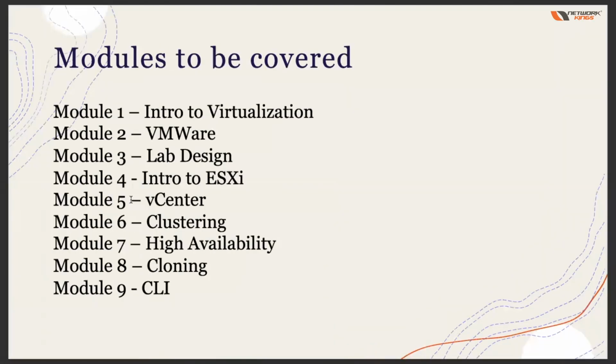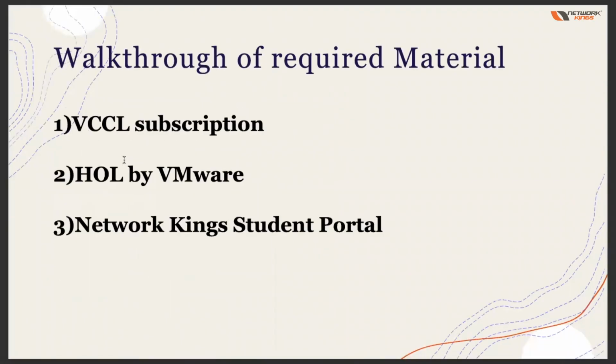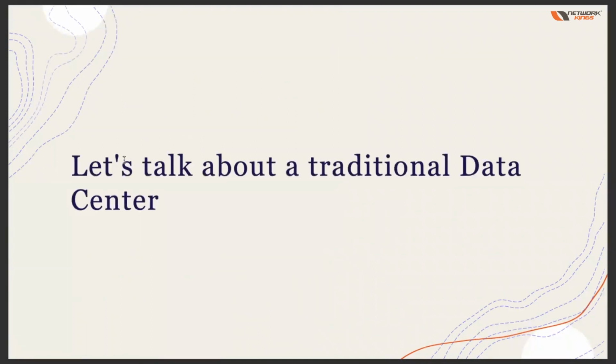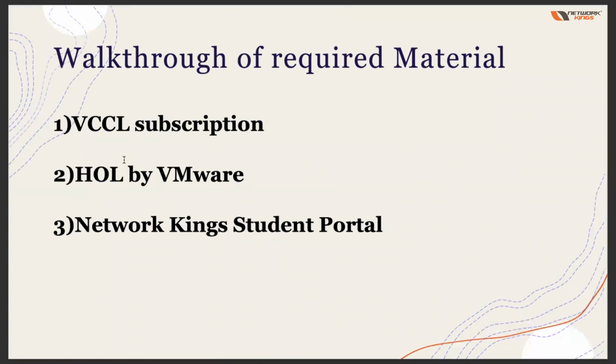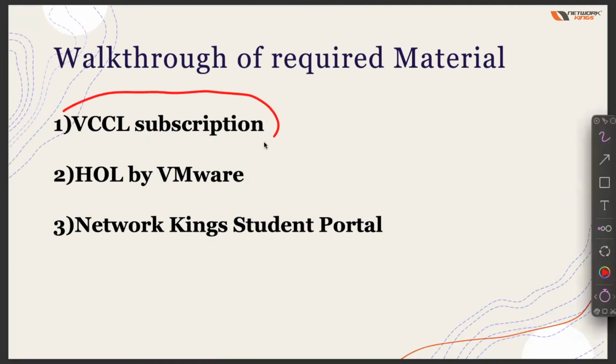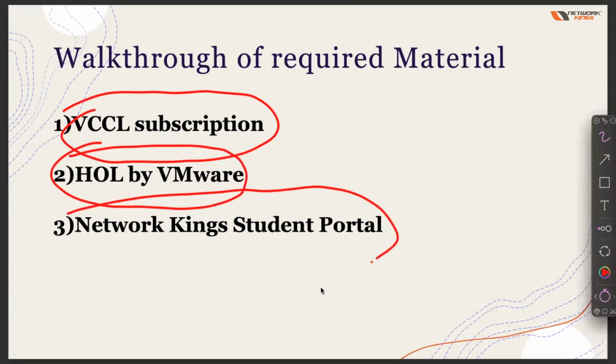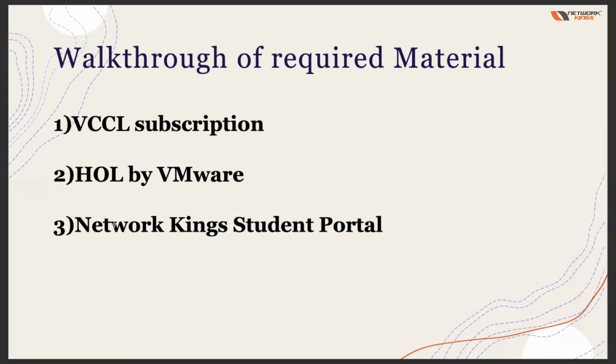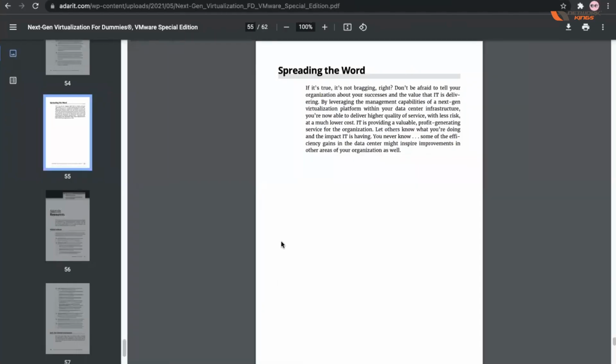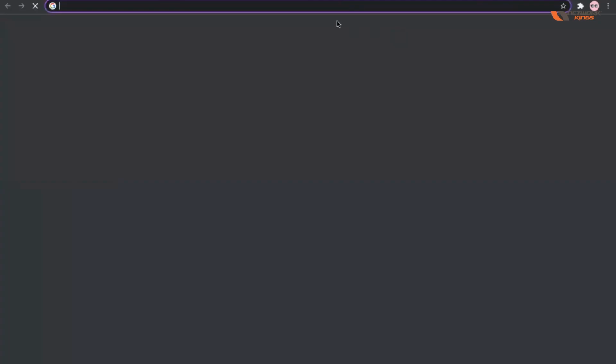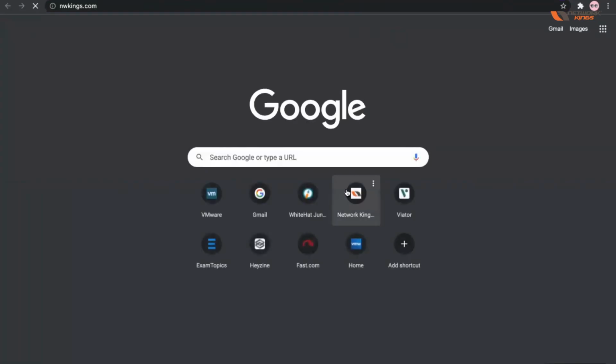So this is what we are going to cover. Now, we would actually start with data centers. We would actually start with other stuff as well, but that is something that we will discuss in class number 1. So I have talked about the VCCL subscription. I've talked about HOL by VMware, and now I will just talk about networking's student portal. Now, if any one of you is already a networking student, then you will be aware of the networking student portal.